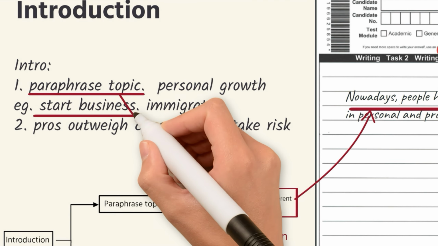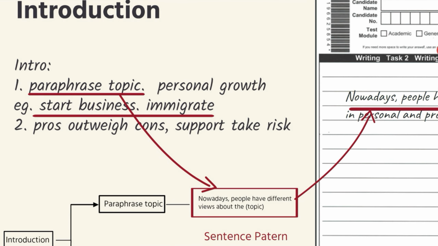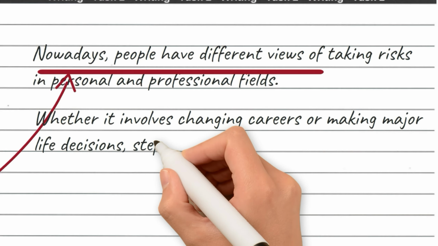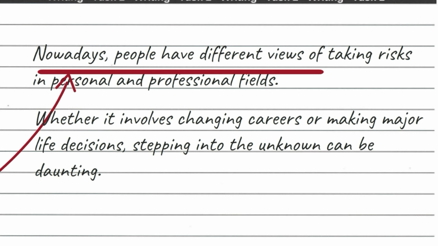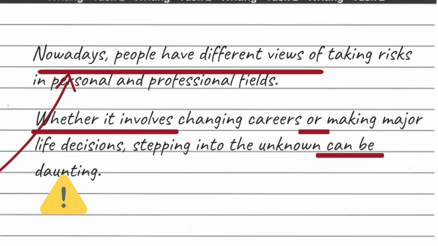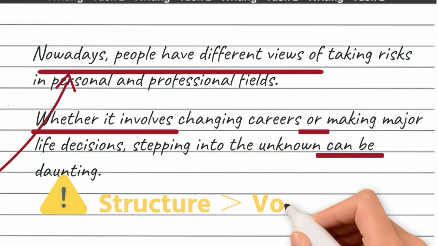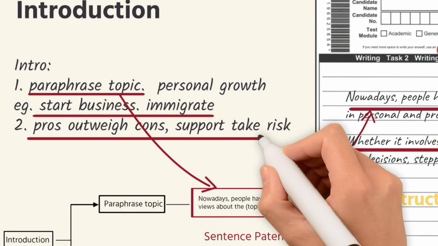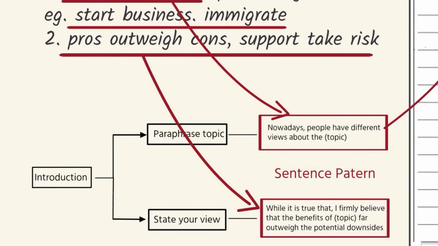Second sentence, turn the general topic into examples. Whether it involves changing careers or making major life decisions, stepping into the unknown can be daunting. The underlying sentence pattern helped us to think. Attention, you don't need to focus on memorizing fancy vocabularies. Structure is more important. Third sentence, state your view.